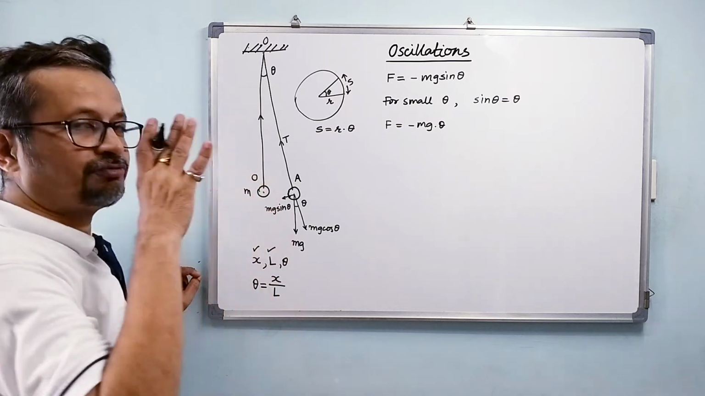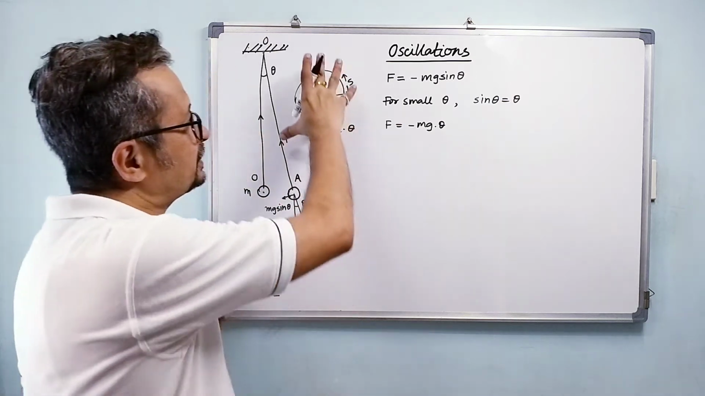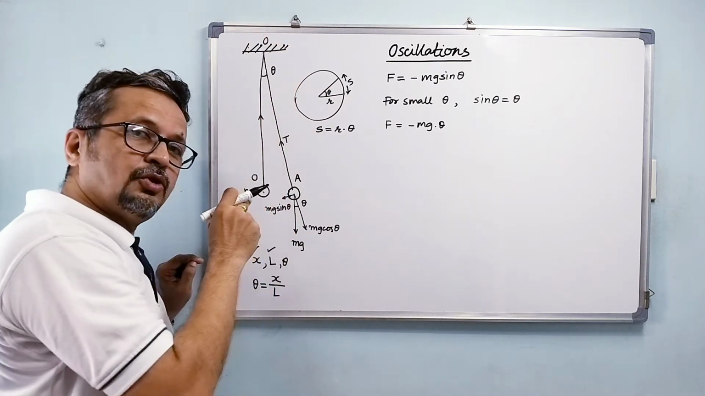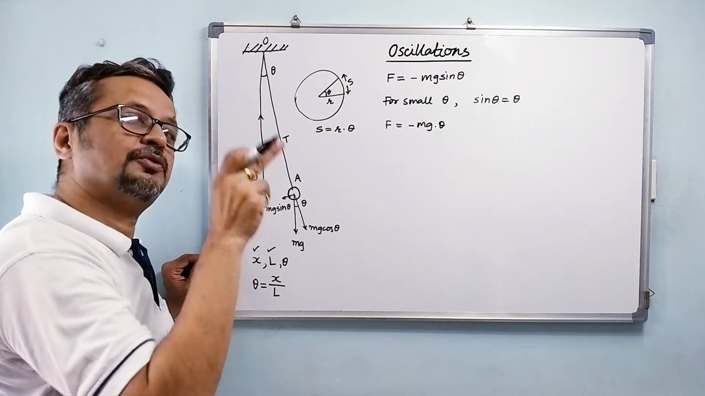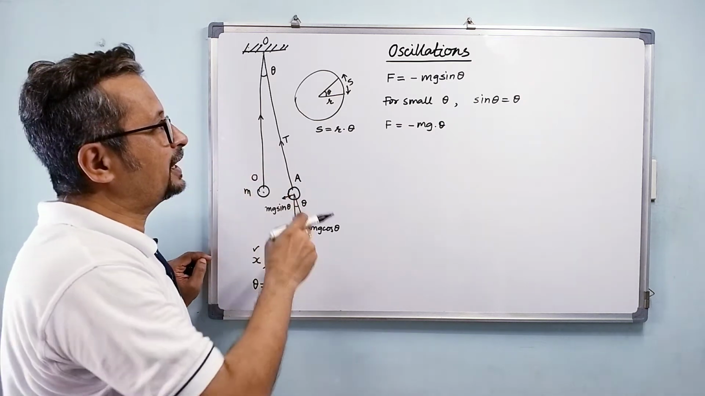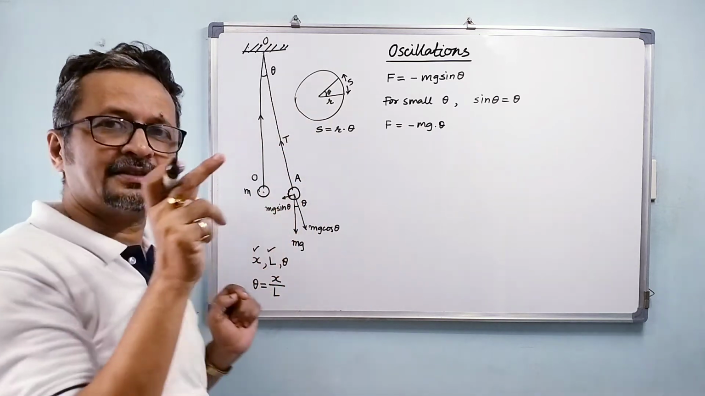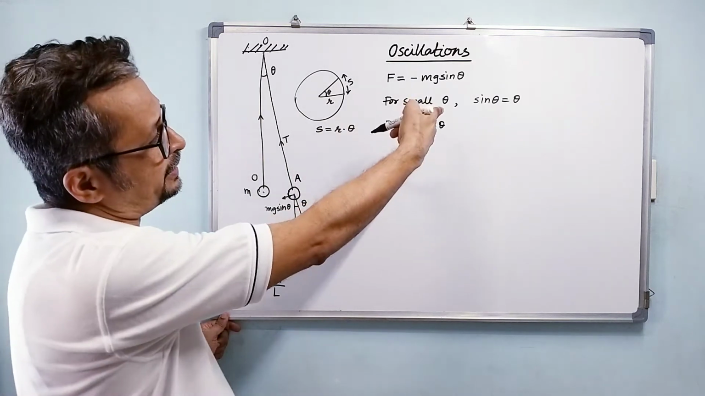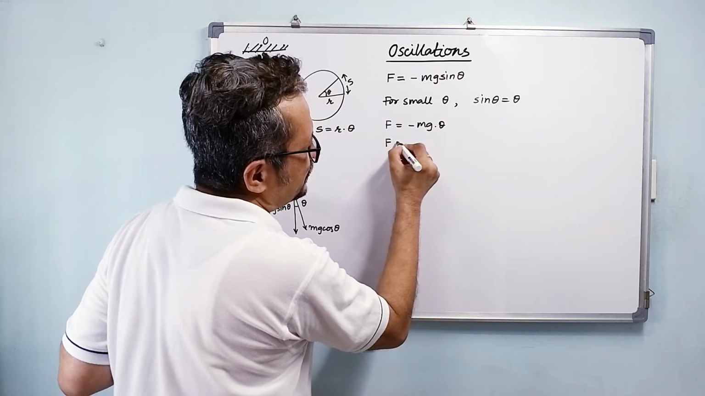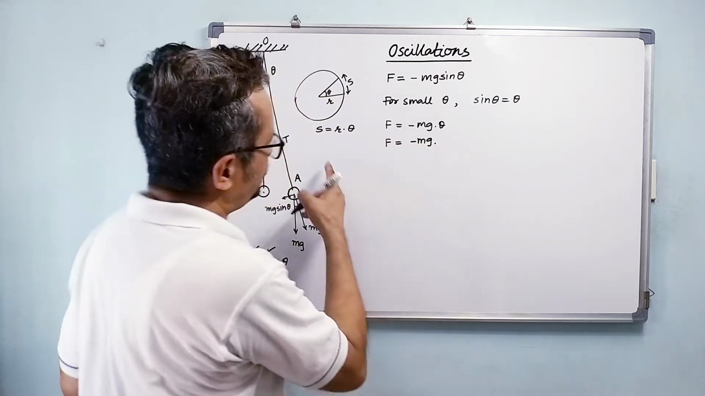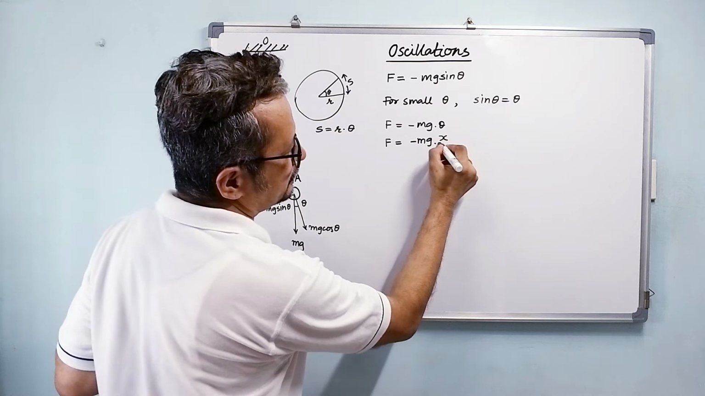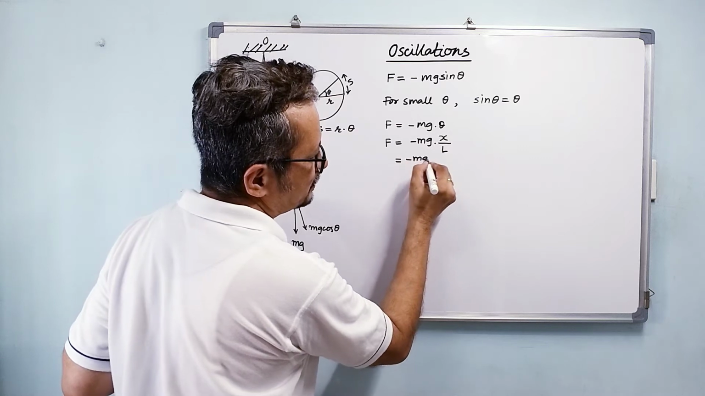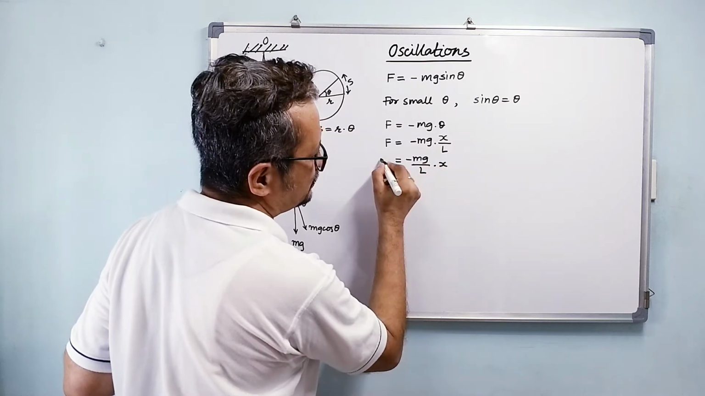Just try to figure out the analogy between this and this. This point is fixed, my radius or the length of pendulum is fixed, so that I am taking as radius. Theta is the angle, and this displacement x is my arc length. That gives me theta is equal to x upon L. So why not substitute over there? So my F is equal to minus mg into x upon L, or I'll write this as minus mg upon L into x. So that is my F.